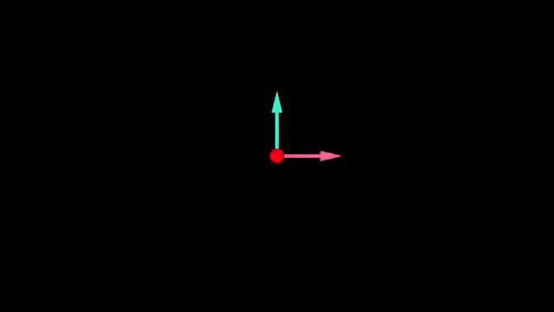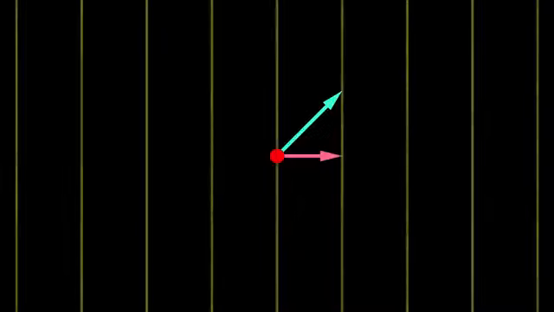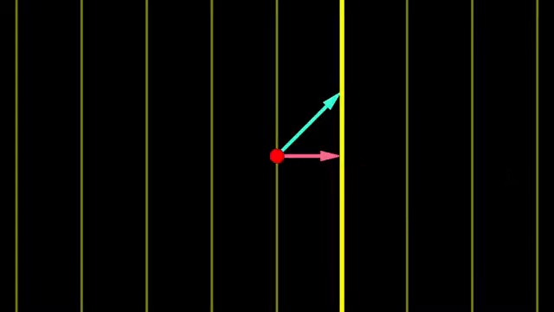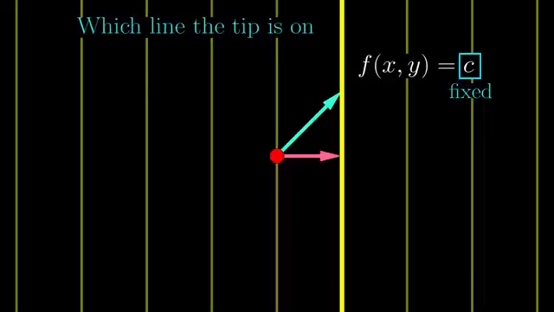A right shear would transform the basis vectors as such. Next, we see how the 1, 0 covector measures our sheared vectors. In this case, the measurements are both 1. But rather than thinking about their exact measurements, just notice the tips all lie on this line. Remember that each line represents the tips of those vectors whose measurements are the same fixed constant c. So in this visualization, which line the tip of the vectors are on tells you the measurement of the vectors.